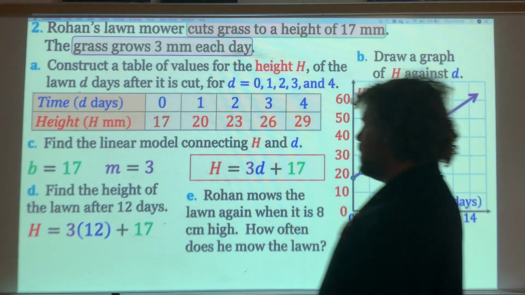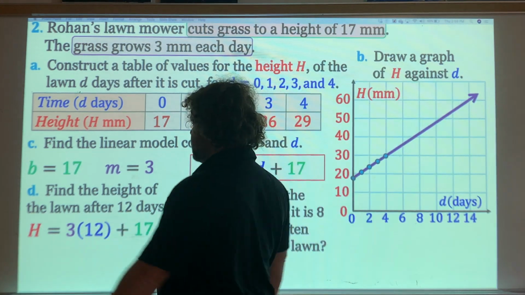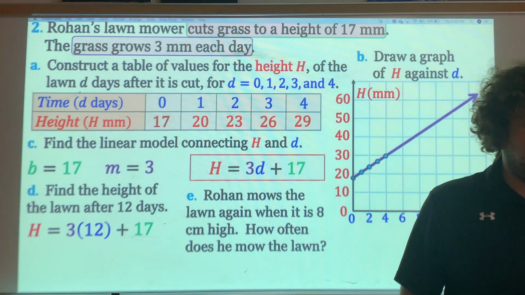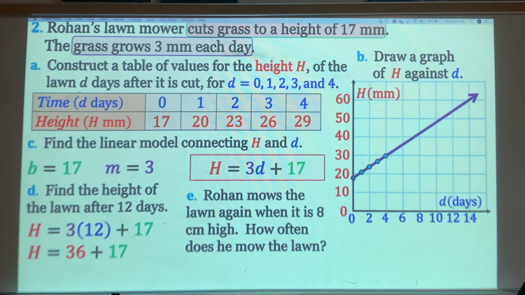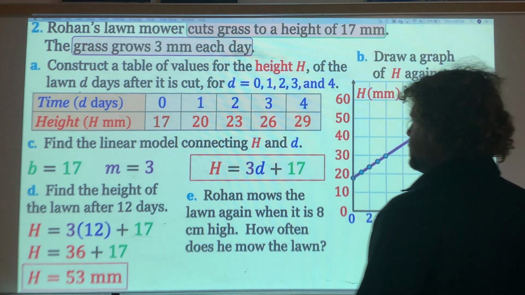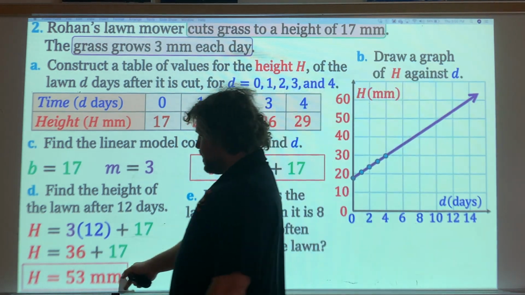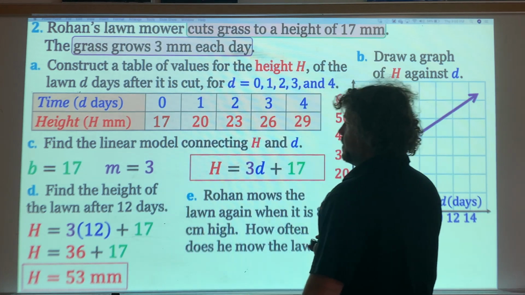3 times 12 plus 17. 3 times 12 is 36. So you get the height equals 36 plus 17, and 36 plus 17 ends up equaling 53 millimeters. All right, so after 12 days, if you don't cut the lawn, it gets to be 53 millimeters.